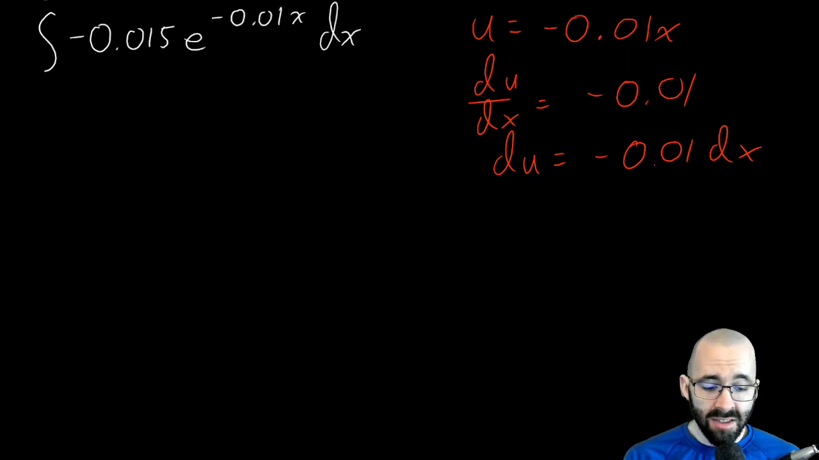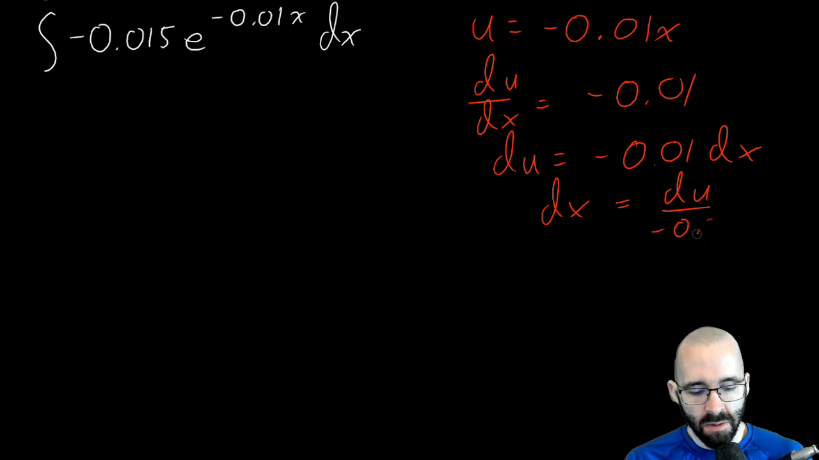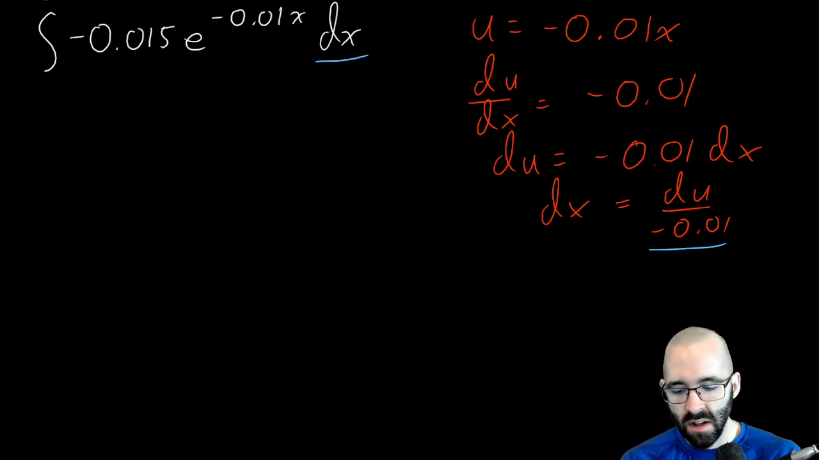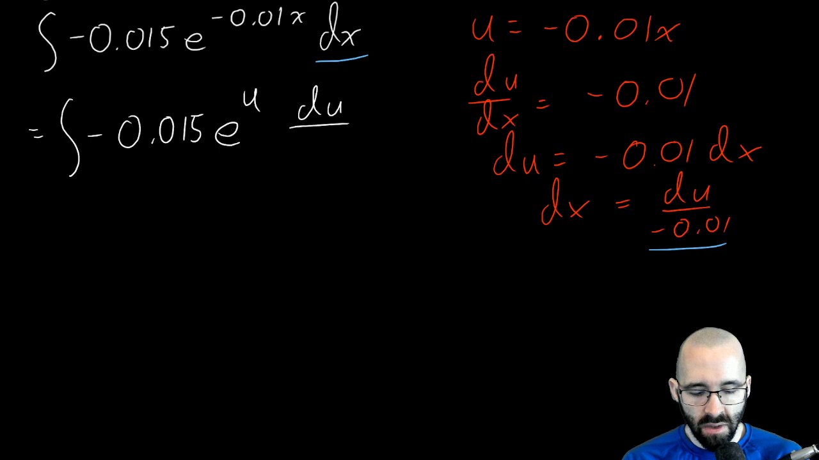This is a really good example of how, depending on how good your math is, it might not be obvious what we need to do to get from one to the other. Even for myself, the work I would use to force this to become that is probably not worth the time. So I'm going to say dx is going to be du divided by negative 0.01. Let's substitute this now. The integral of negative 0.015, we could take that constant out if we wanted, times e to the u, since that exponent is just u, and dx is du divided by negative 0.01.